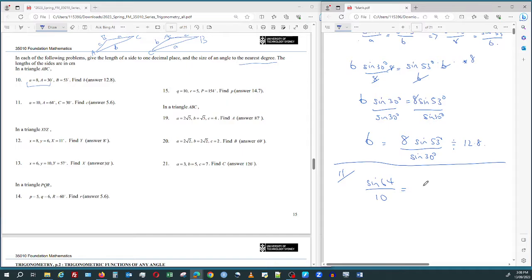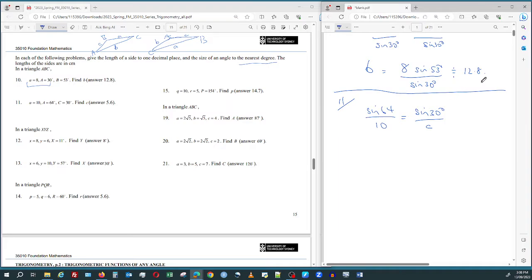Sine, now we're using A and C. Does that matter? No. Just as long as you know that you can write C, and we're finding C. Okay? So we're going to multiply through. We're going to do all that again. We're going to multiply by C and 10, and that'll clear the fractions.